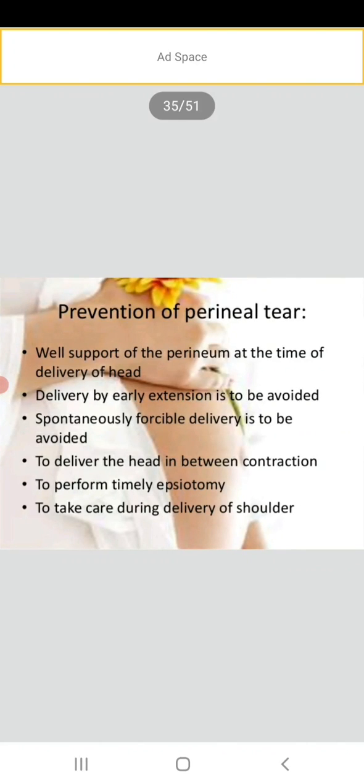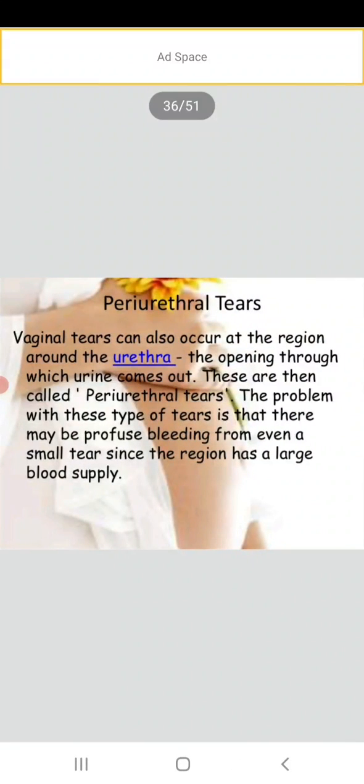Well support the perineum at the time of delivery of the head. Early extension is to be avoided. Spontaneous forceful delivery is to be avoided. Deliver the head in between contractions. Perform timely episiotomy. Take care during delivery of the shoulder.